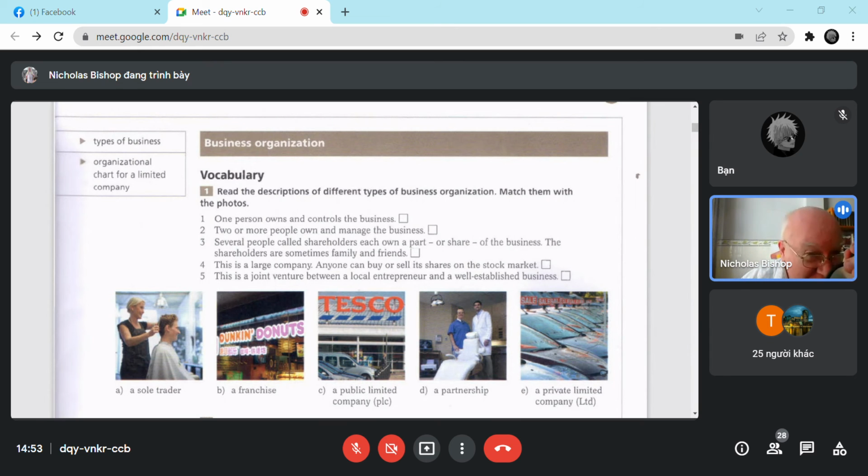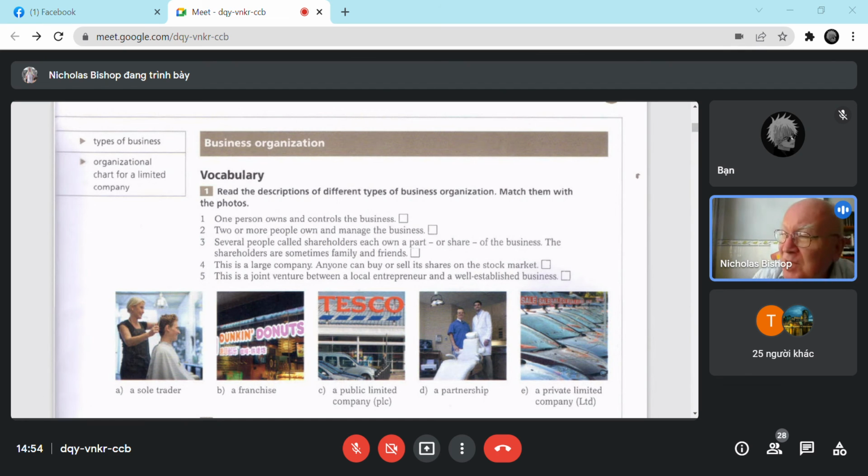Okay, we're not too bad for people. Number 1: one person owns and controls the business. Is that A, B, C, D, or E? In my opinion, I think it's a sole trader. Yeah, okay. Sole trader means usually there's only 1 person.